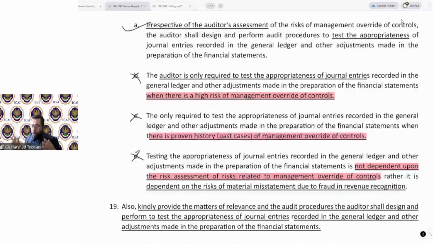Generally, if you are going to test a particular area, what will you do? First, you will understand the area. You'll understand what controls are there. You'll understand what complexity is involved. Okay, so let us see the answer.